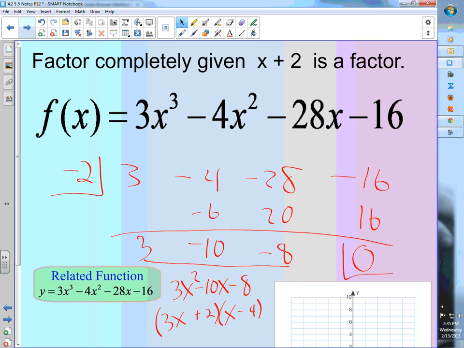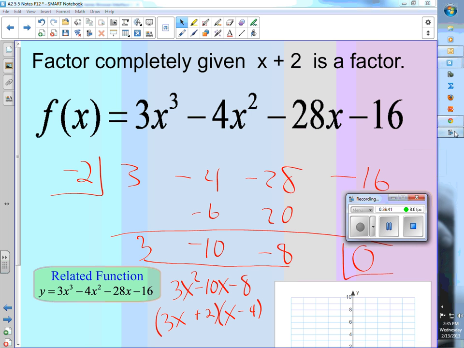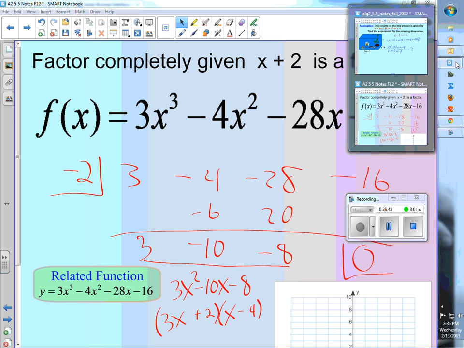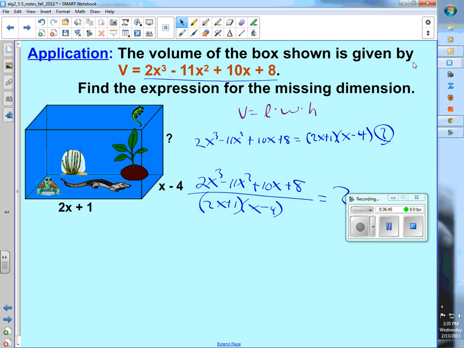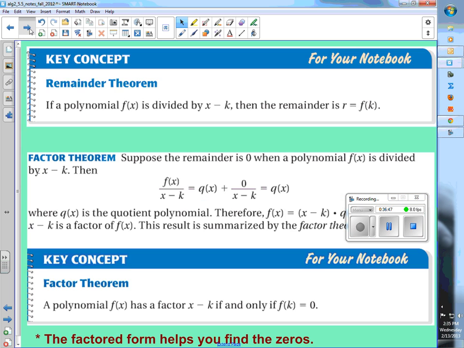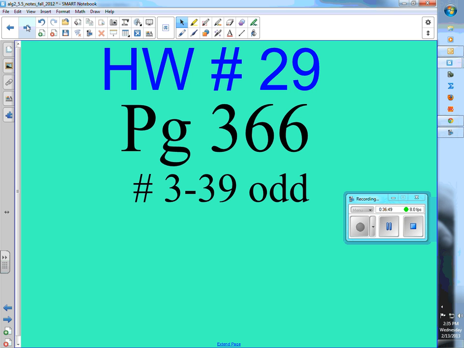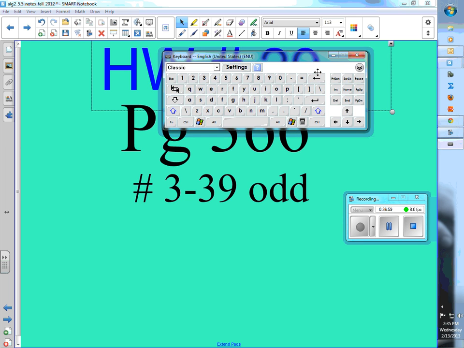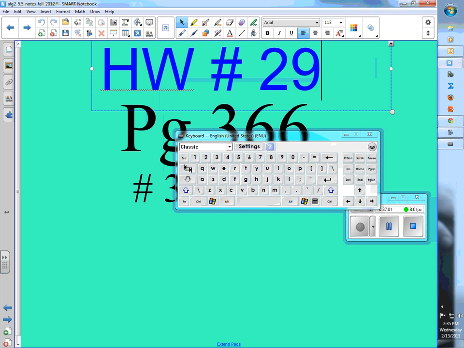Okay, I have a couple things to tie this up, but we're out of time. So let me show you the homework. It's not number 29. What number are we on? 22. Quiz tomorrow. Leave the homework on the table on your way out.